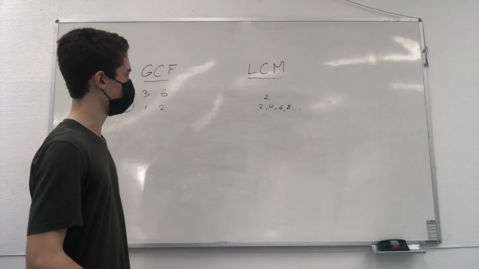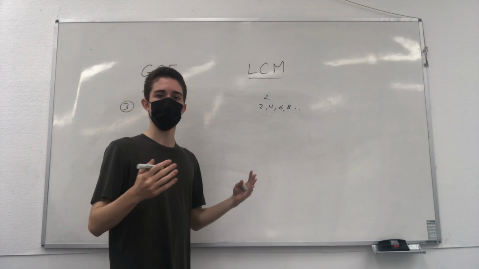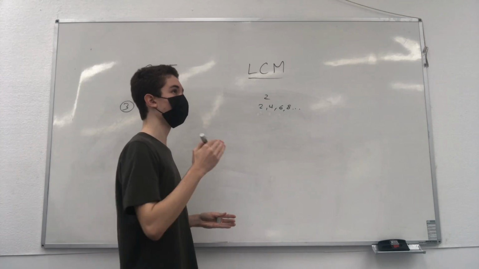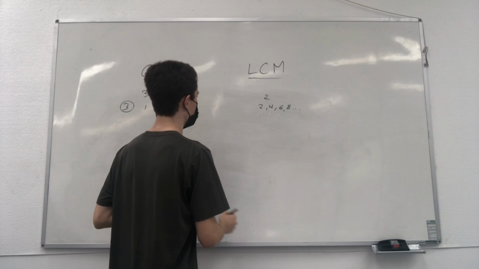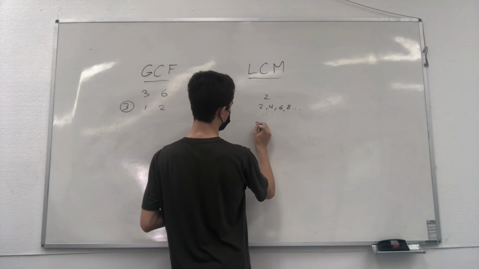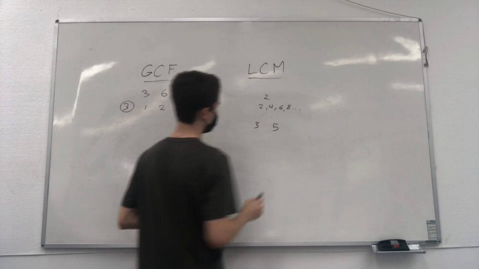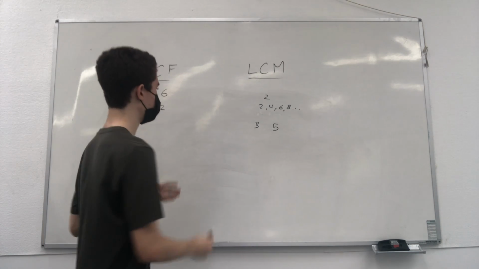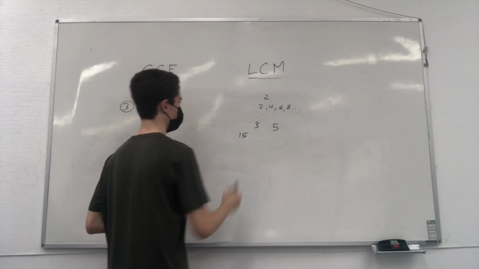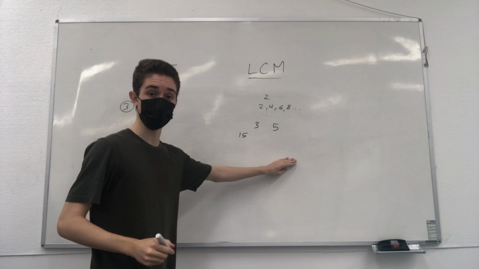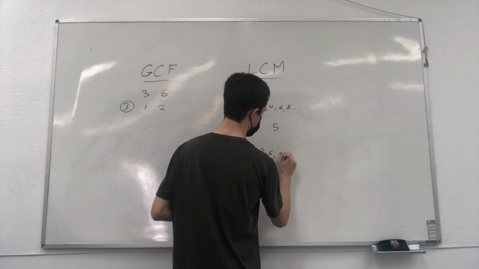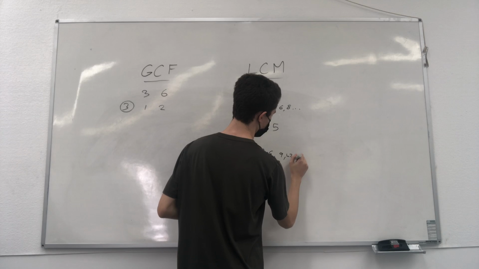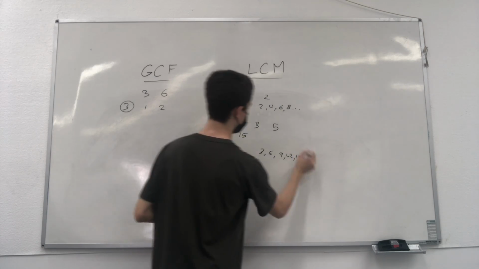And when you're finding the least common multiple between two numbers, you are finding the smallest multiple that both of the numbers share. For example, what is the least common multiple of 3 and 5? Well, the smallest multiple that they share is 15. And we can try this out by stating what are the multiples of 3? Well, there are 3, 6, 9, 12, 15, etc.